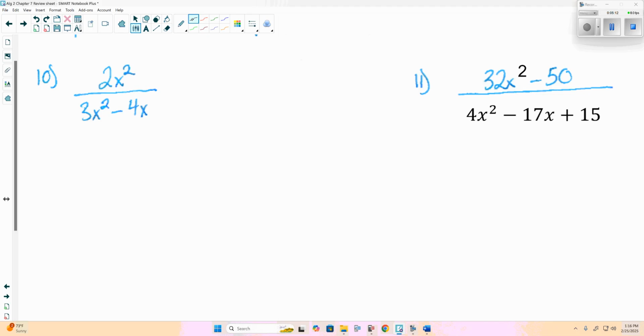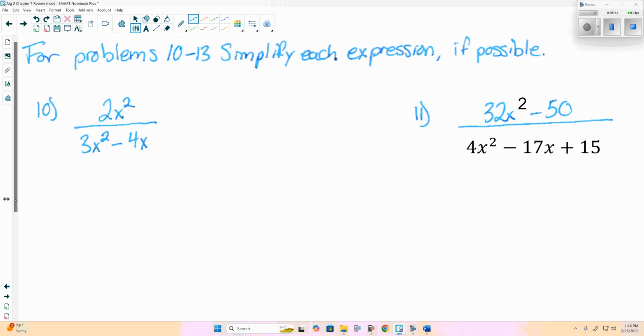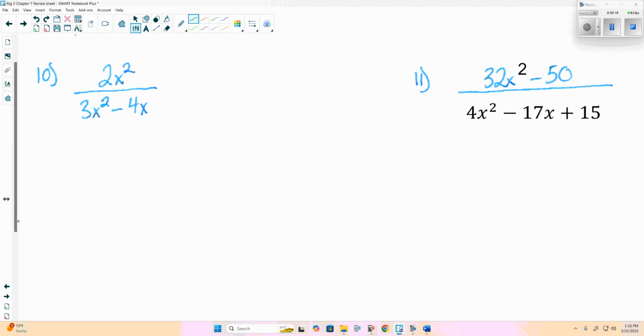So the next set, 10 through 13. Guys, focus. 7, 8, 9 is not on the test. 10 through 13, they want us to simplify. Now, when we simplify rational expressions, the first thing we need to do is factor the top and bottom of the fraction as far as possible.